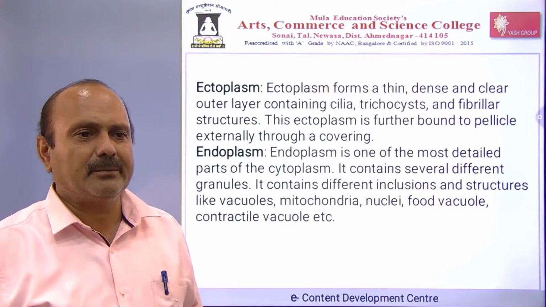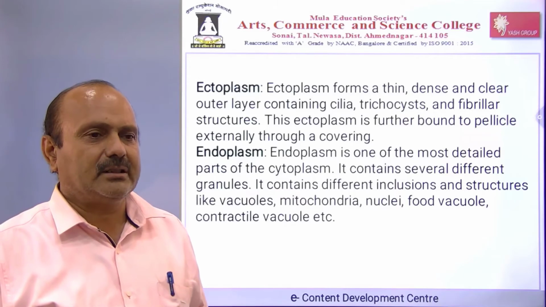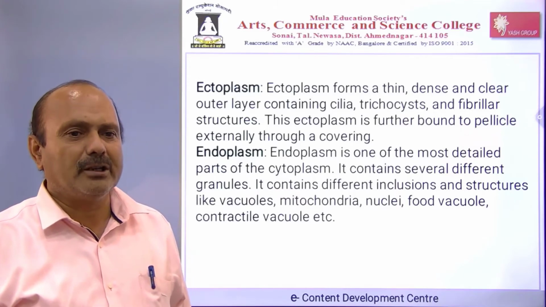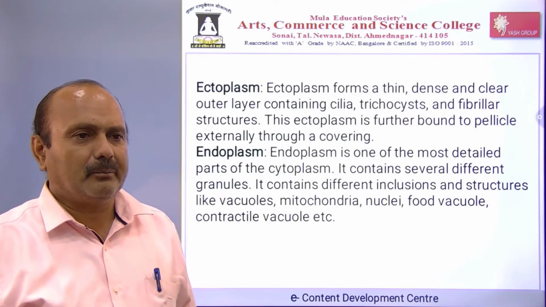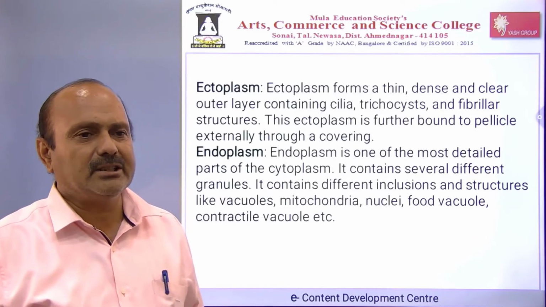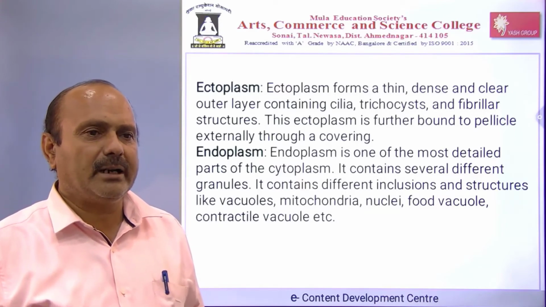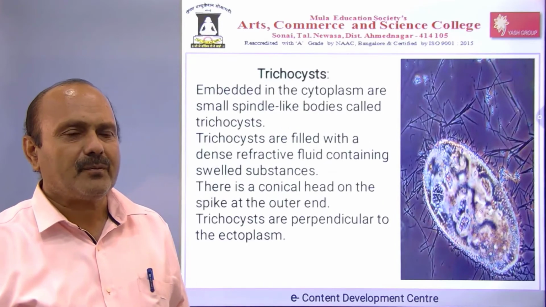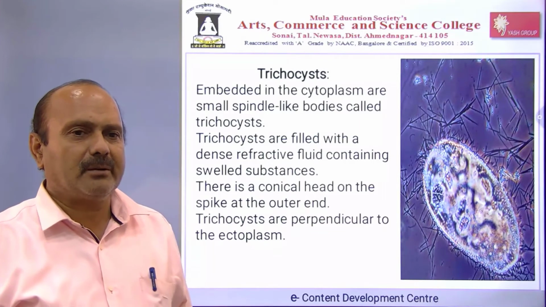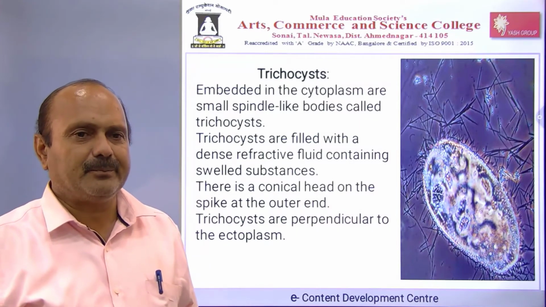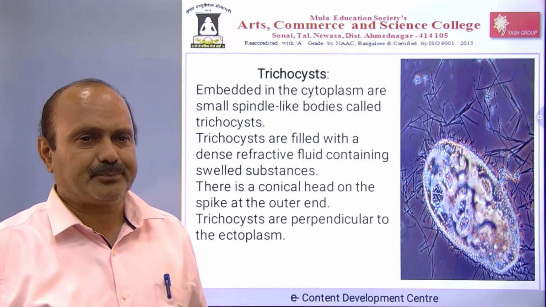It contains several different granules. It contains different organelles, which may be mitochondria, Golgi complex, vacuoles, and nuclei. These play a very important role in the digestion of the food materials. All these cell organelles are located in the endoplasm. There is another part located on the outer surface of the Paramecium, which is a thorn-like structure called the trichocyst.